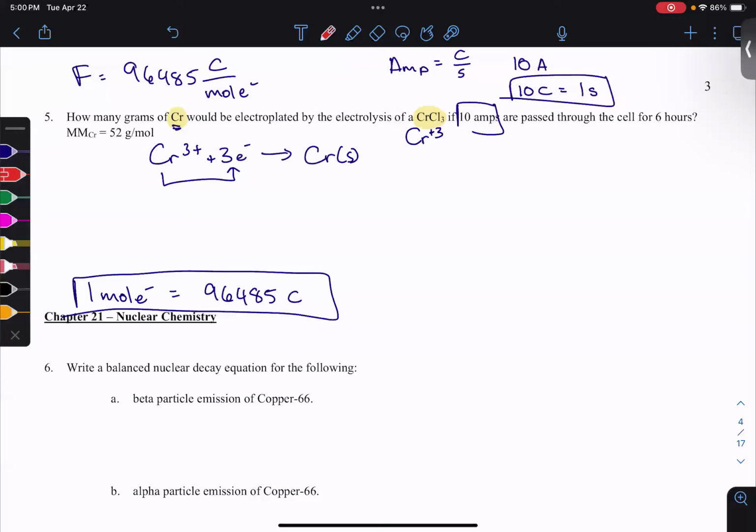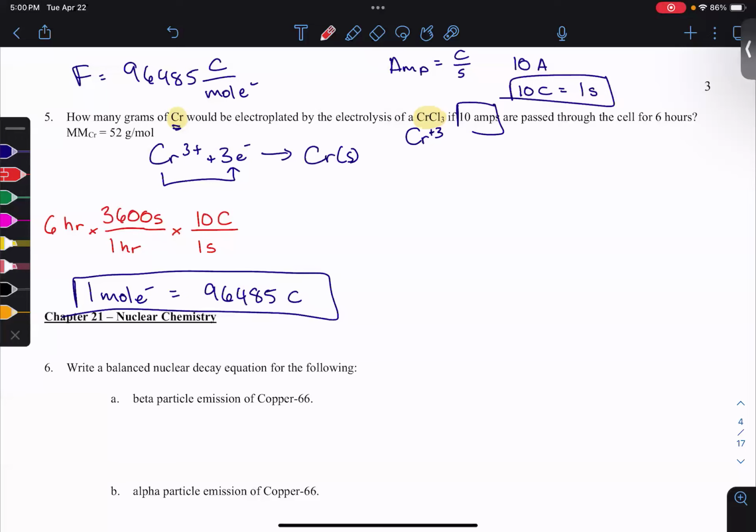So what are we doing? For 6 hours, we are delivering this current. So we need to convert hours to seconds. So 1 hour is 60 minutes, 1 minute is 60 seconds. So I think this is 3,600 seconds, right? So once you're in seconds, you can use the amperage. So for every 1 second, you deliver 10 coulombs.